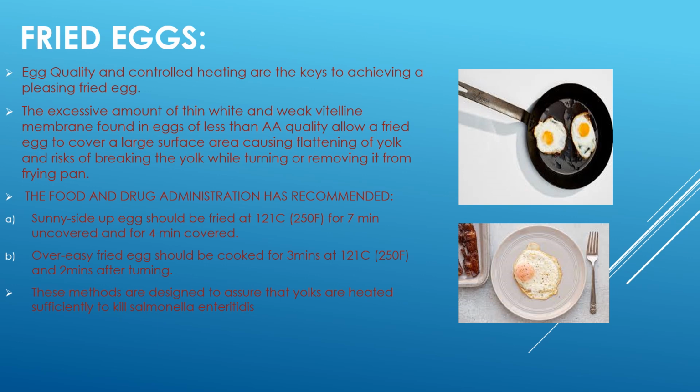The Food and Drug Administration has recommended that sunny side up eggs should be fried at 121 degrees Celsius for 7 minutes uncovered and for 4 minutes covered. An over easy fried egg should be cooked for 3 minutes at 121 degrees Celsius and 2 minutes after turning. These methods are designed to ensure that yolks are heated sufficiently to kill Salmonella enteritidis in them.